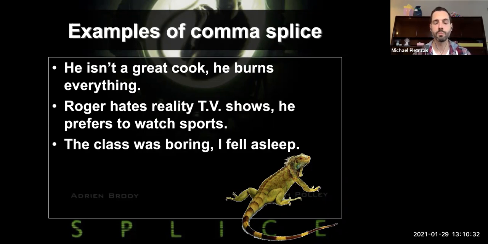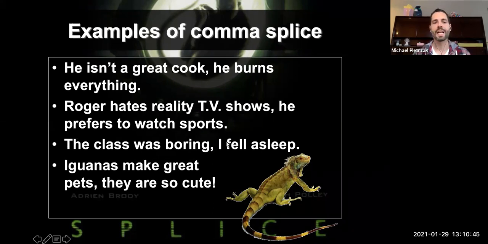One more. The class was boring, I fell asleep. Okay, that may be true. Some classes are quite boring, but you probably don't want to admit it to your professor and you don't want to write it like this. It's an incorrect sentence. Last one. Iguanas make great pets, they are so cute. Again, two independent sentences, but they're joined by a comma, becoming a comma splice. Okay, carrying on.